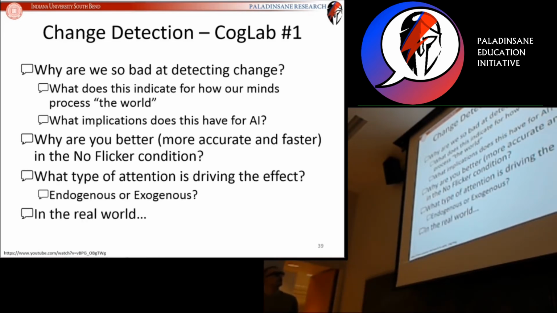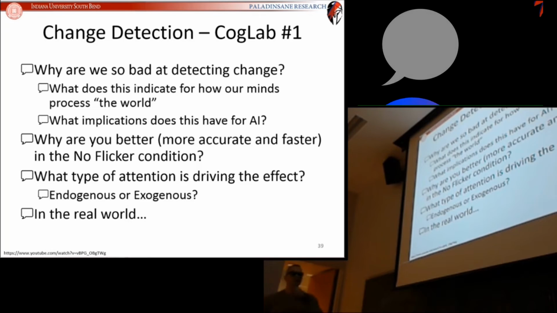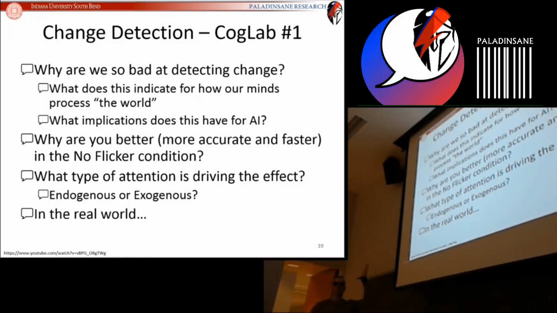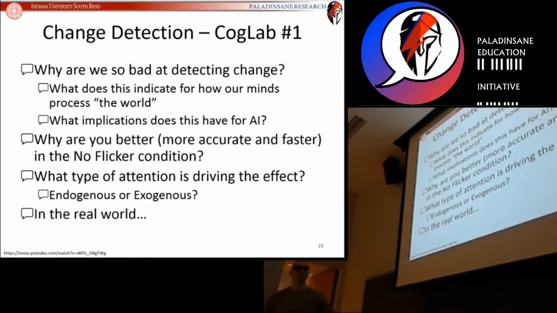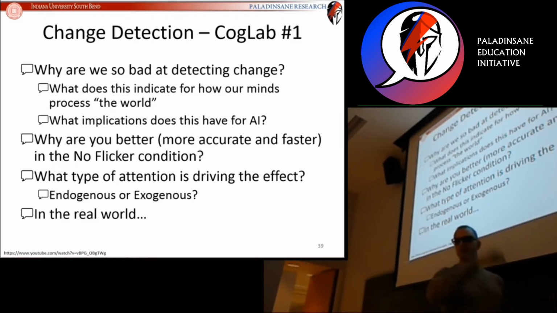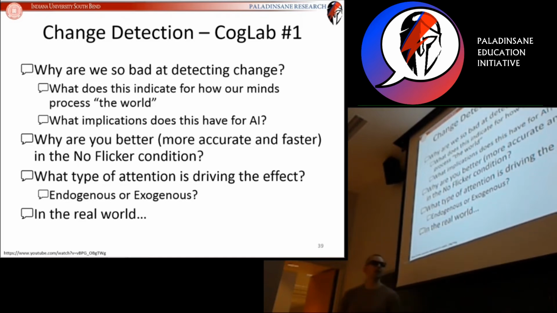All right, so what type of attention is driving the effect? This one, just for time to make sure that we get to the spatial cueing, I'll take this one. So what type of attention is driving the effect? It completely depends upon whether you're in the flicker condition or in the no flicker condition. So if you're in the no flicker condition, it's exogenous. There is just something about the disappearing image that grabs your attention. And you don't have to have the goal to notice it.